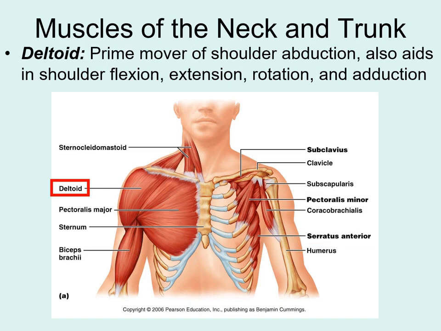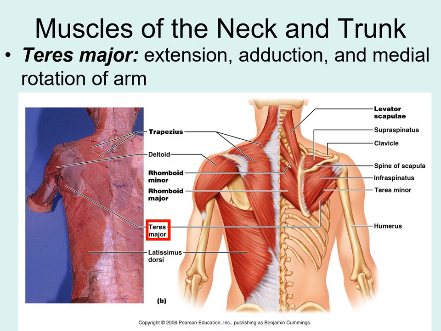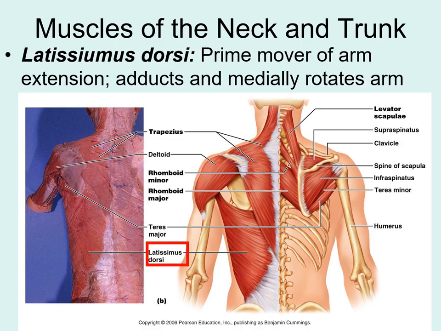The deltoid is a rather large muscle. It's a prime mover for shoulder abduction. It's also going to be assisting in flexion, extension, rotation, and adduction. The teres major is involved with extension, adduction, and medial rotation of the arm. The latissimus dorsi is the prime mover of arm extension. It helps to adduct and medially rotate the arm.